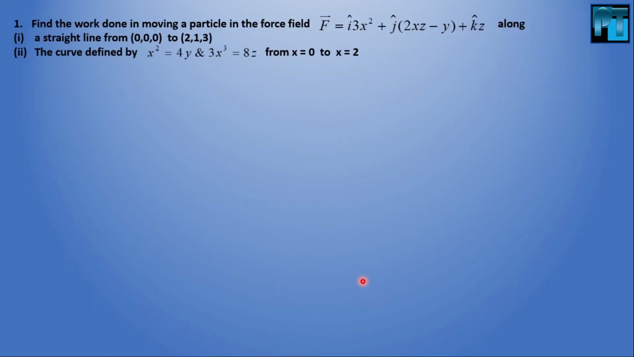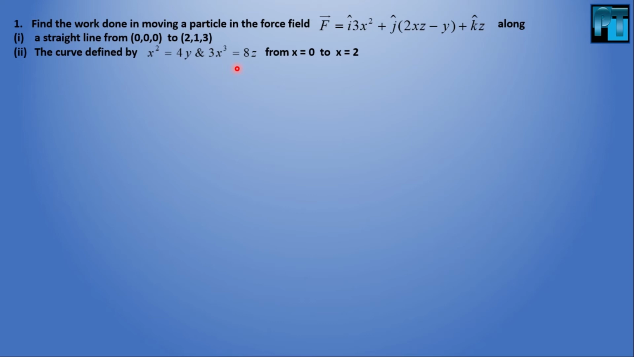This is the first problem, a very typical type of line integral problem. Find the work done in moving a particle in the force field. Force is given along two paths: a straight line from 0 0 0 to 2 1 3, and a curve defined by some parametric equations.